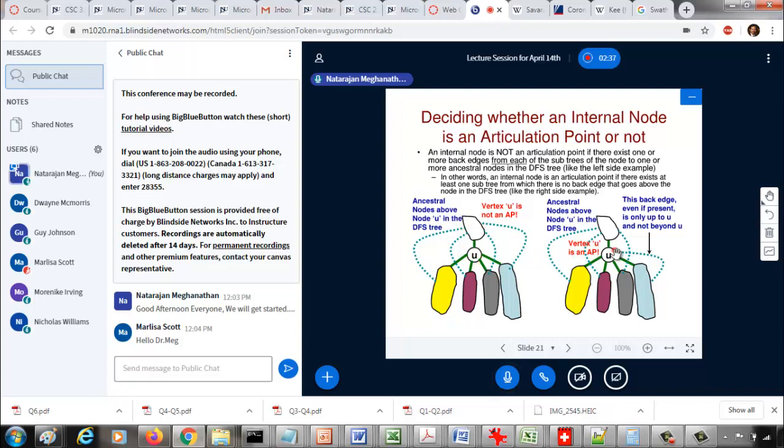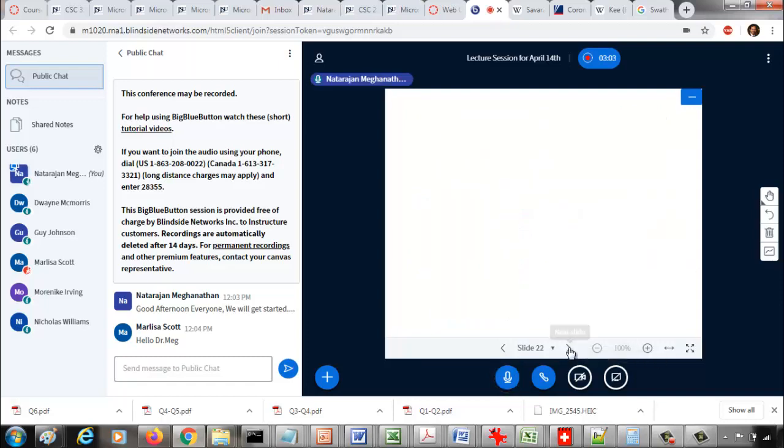But even if there is one subtree from which there is either no back edge, or there's a back edge that comes only up to that vertex, with no back edge that goes above that vertex, then that vertex is an articulation point. So the presence of even one such subtree is sufficient to classify the vertex as an articulation point. We did one example last time. Let us go through one more example.